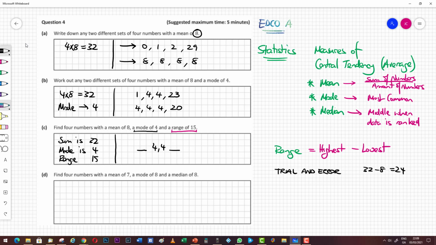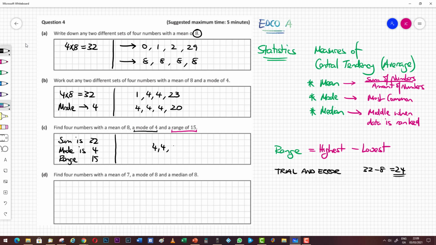I could try maybe 3. And there would be 21 left. And what's the range between 3 and 21? Well, 18. And that's not 15. And I tried a number of different things and I couldn't get the range to be 15. And what I realized was that the two 4s could be the mode, fair enough, but maybe the 4 is the lowest number. And so if I have 4 and 4, there's 24 left.